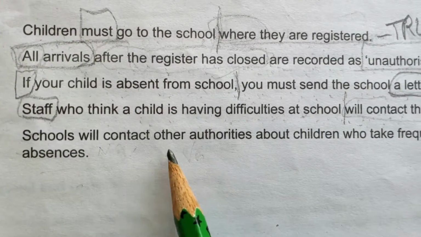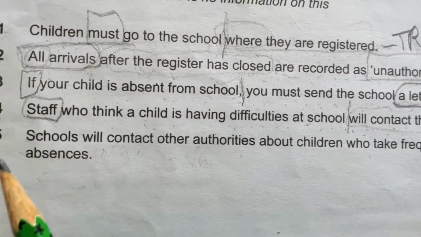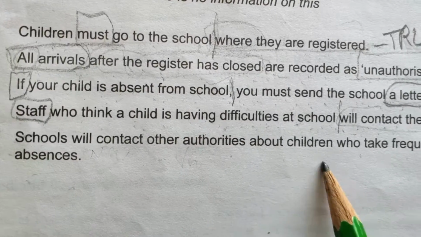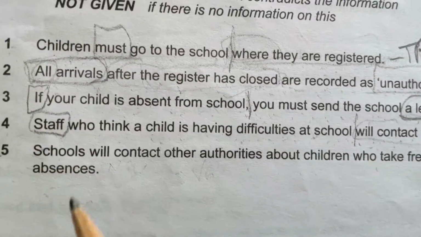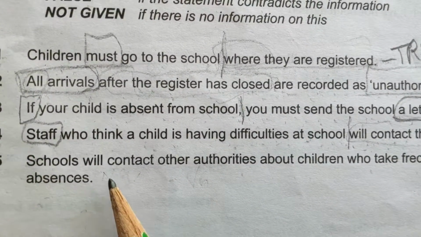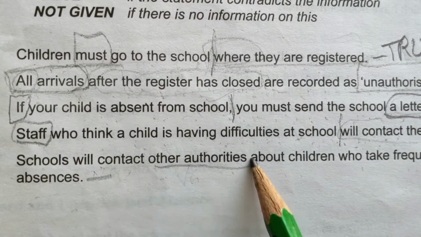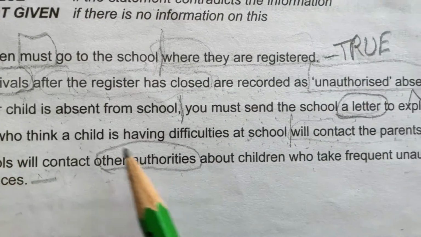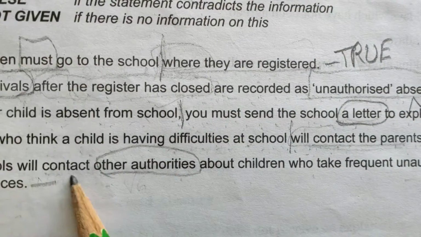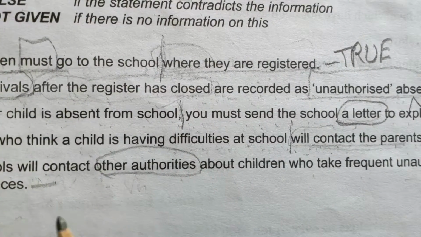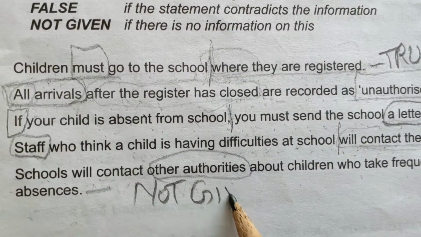Question fifth. Schools will contact other authorities about children who take frequent unauthorized absences. We have read out the whole paragraph. We have not found anything about schools contacting other authorities. In the same way, they have not given any reference about contacting the parents, and of course schools contacting other authorities. Nothing is given in the paragraph, so in this way this is also not given.